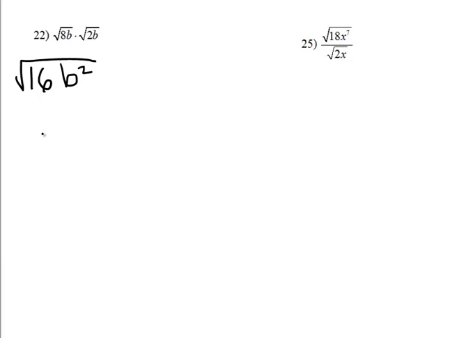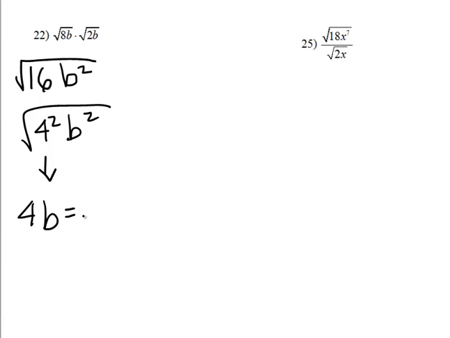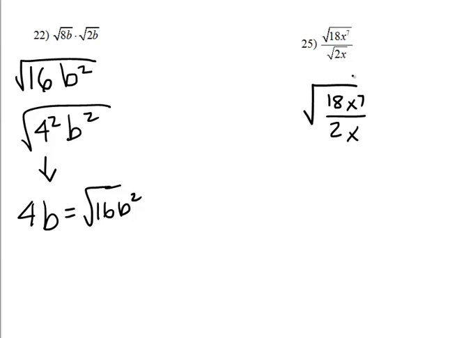You know that 16 is 4 squared, right? So if you take the square root of that, out's going to come 4b. Here we're going to use the quotient rule. Remember, we can do this. This is a completely legal move, right? And take care of your coefficients first.